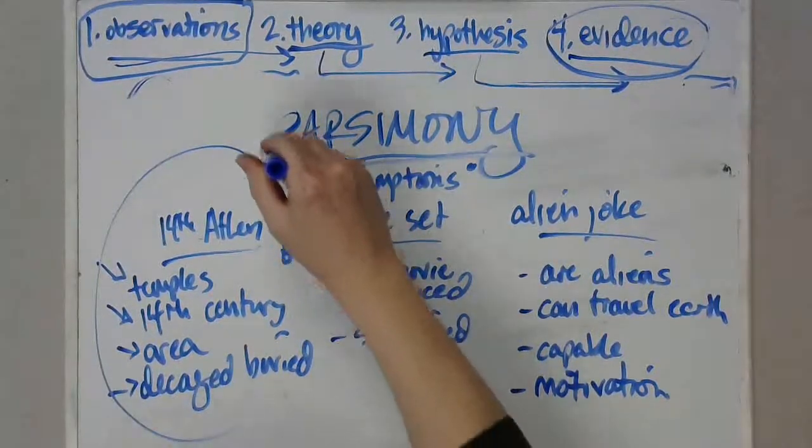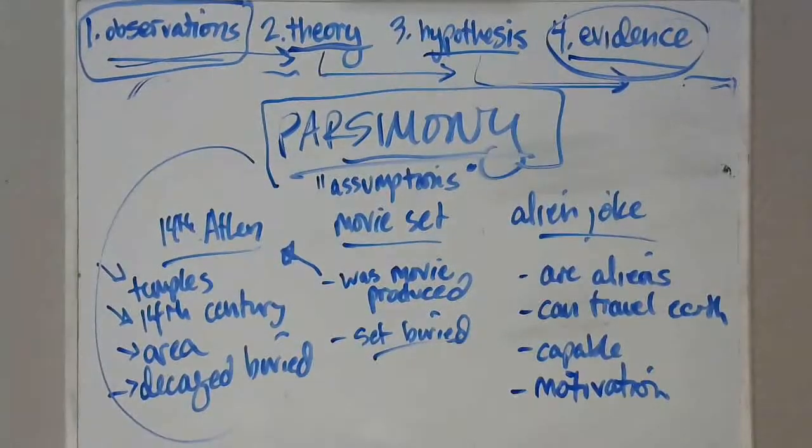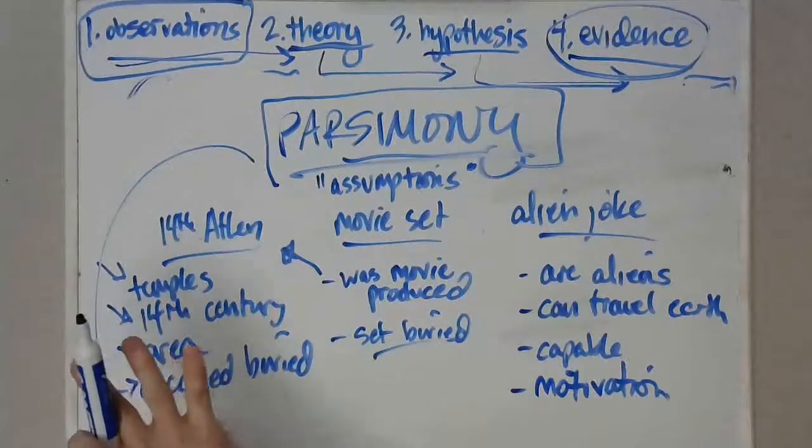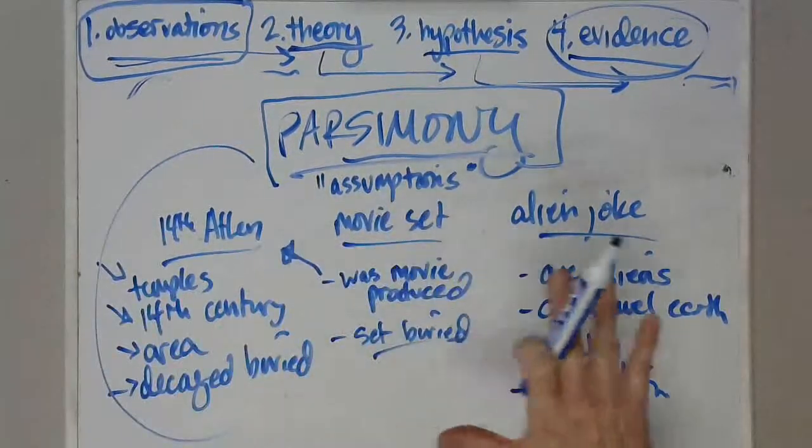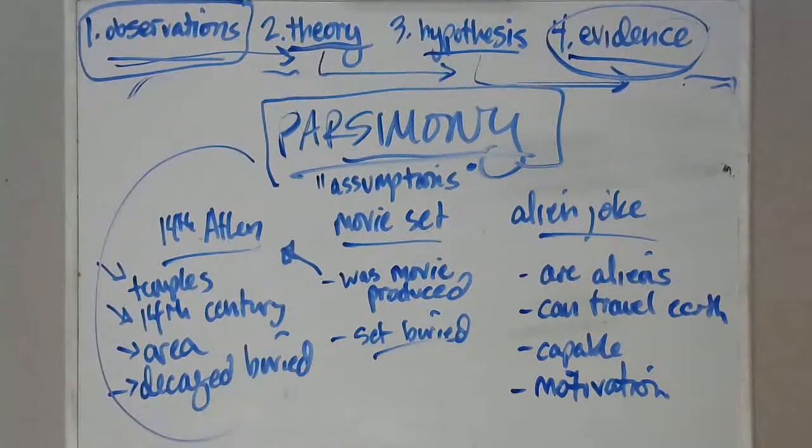So the principle of parsimony is, even when you have a variety of competing theories that could equally explain your observations, you're justified or even encouraged to accept the most parsimonious theory. Now, again, this is not proving the theory, but it just tells you which one is the most reasonable to accept for now until new evidence comes along.